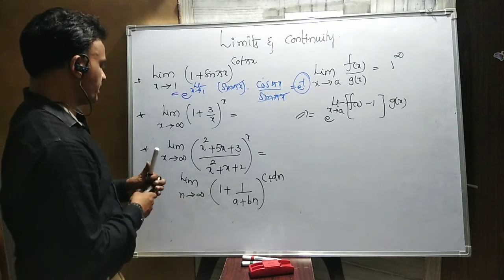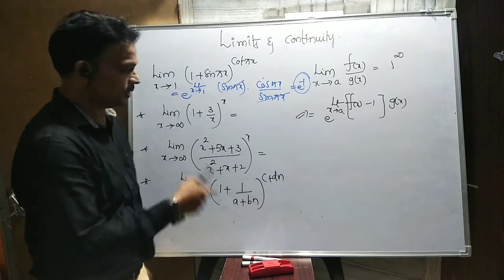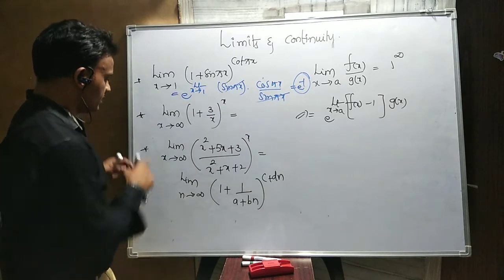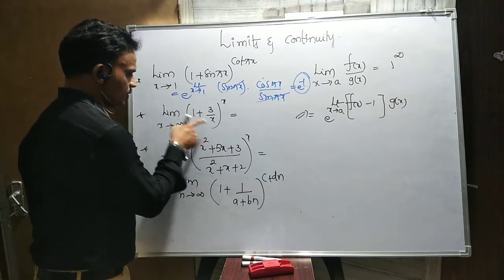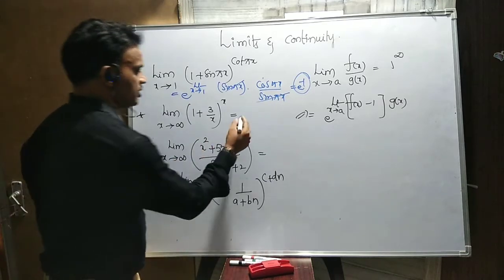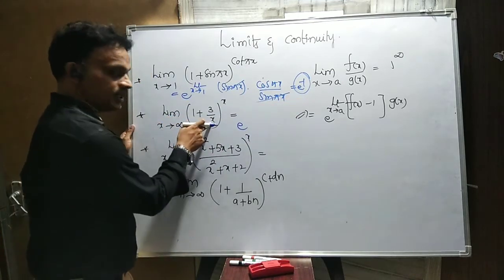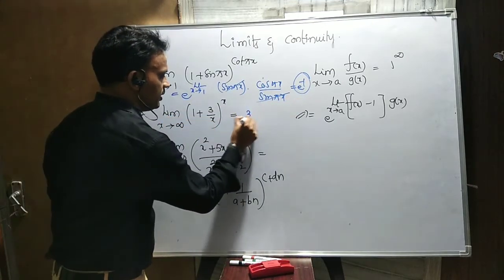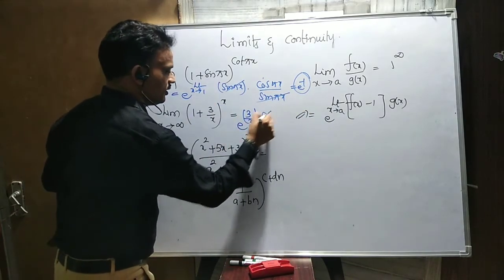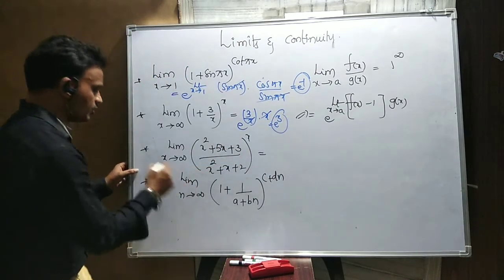Coming to the next problem. The limit as x tends to infinity. First of all, is it in the form of 1 power infinity or not? Please check that, students, then only you can apply that one. As x tends to infinity, 3 by x tends to 0, so it is 1 power infinity. So this equals e power the limit of f(x) minus 1, which is 3 by x, into g(x). What is g(x)? It is x. So your answer is e cubed. Simple.